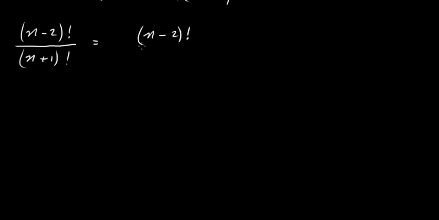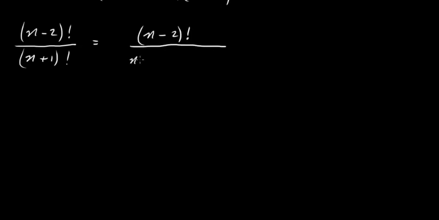Okay, so let's try another one. Let's try where we have the larger number on the bottom. So let's try n minus 2 factorial on the top, and let's say n plus 1 factorial on the bottom as our denominator. Now in this particular case, what I'm going to do is take the larger one and bring it down as far as the smaller one. So I'm going to leave the smaller one, the one on top, alone. I'm going to leave that as it is.